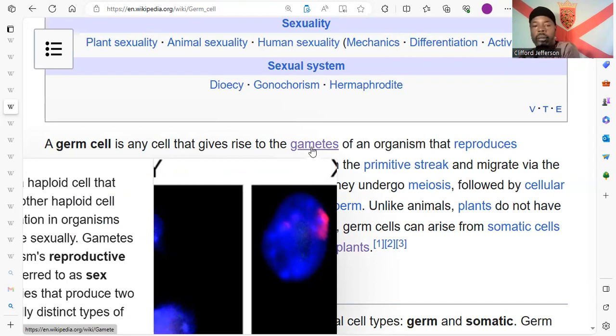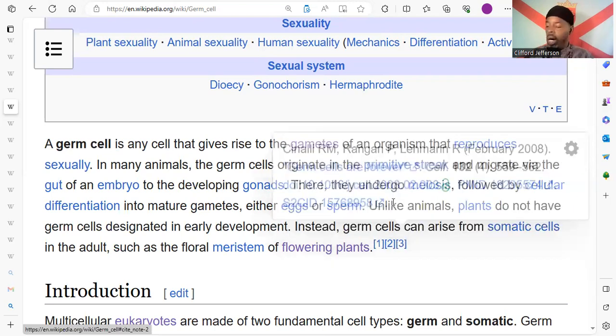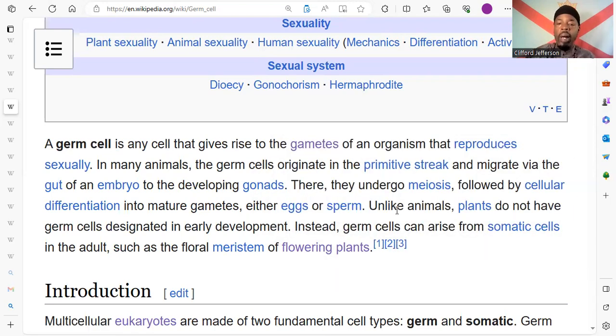All right. A germ cell is a cell that gives rise to gametes of organisms that reproduce sexually. In many animals, the germ cells originate in the primitive streak and migrate via the gut of the embryo to develop gonads.